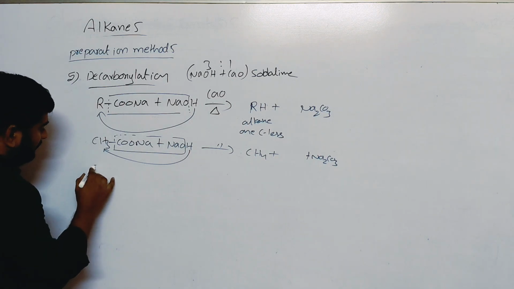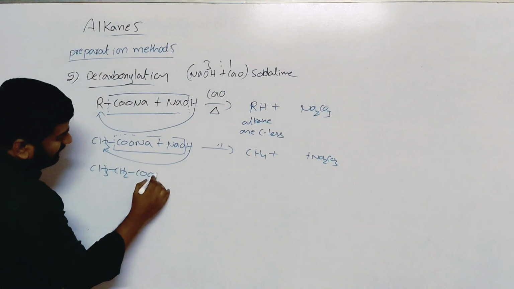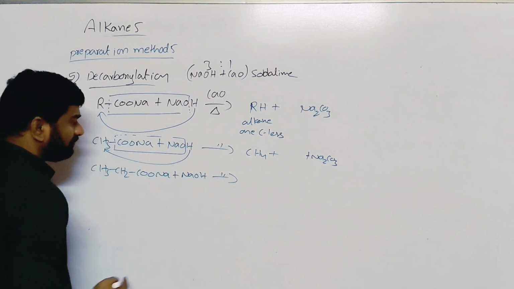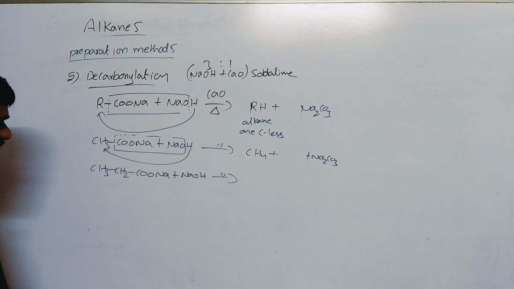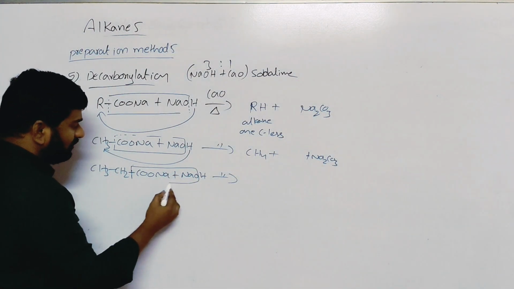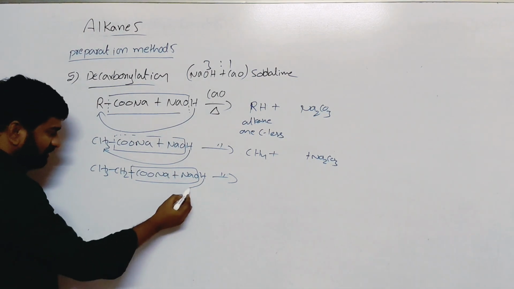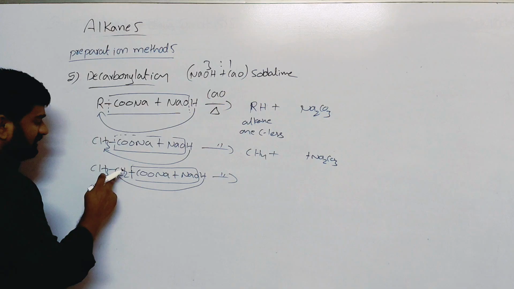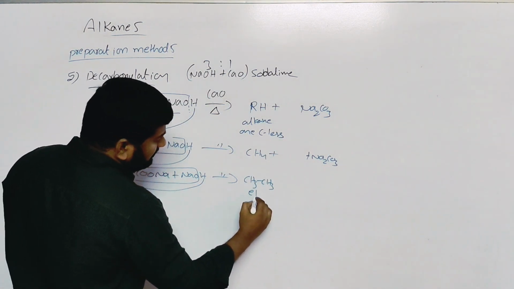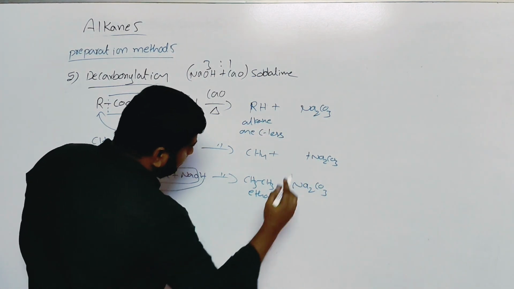Like if you take CH3CH2COONa and react with NaOH, what is the product? This you can easily write. From COONa onwards up to this NaO, this part will be removed as Na2CO3. Later this H you have to add to the last carbon. Then CH2 will become CH3. So ethane you will get, plus Na2CO3.